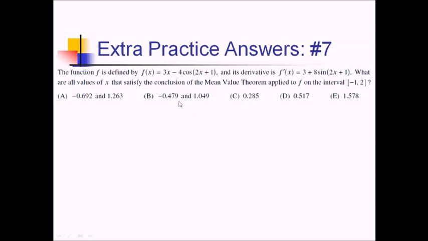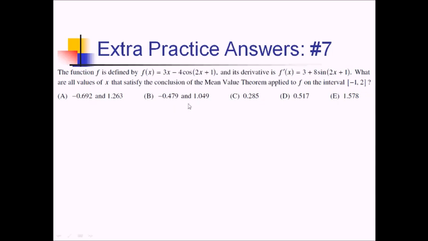For this problem, I have a function defined by f of x equals 3x minus 4 cosine 2x plus 1, and they gave us the derivative pretty much for free. We could have come up with it on our own, but whatever. We want to know all values of x that satisfy the mean value theorem on the interval from -1 to 2.